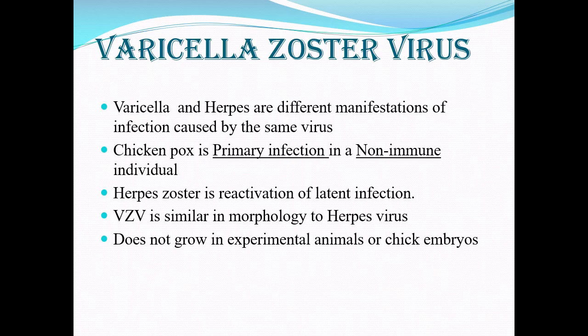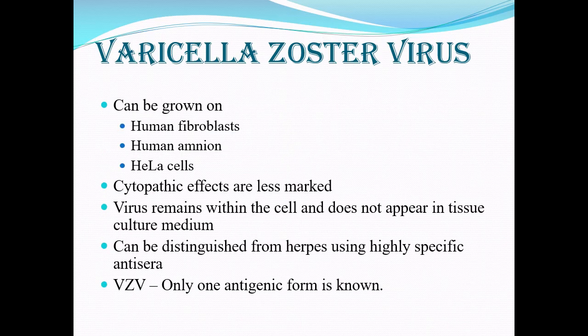And this is somewhat similar to the herpes virus. The varicella virus and herpes virus are somewhat similar. The difference is that they don't grow on experimental animals or on the chicken embryo cells. So if you want to grow it, you can grow it on a tissue culture, like human fibroblast, human amnion, or HeLa cells.